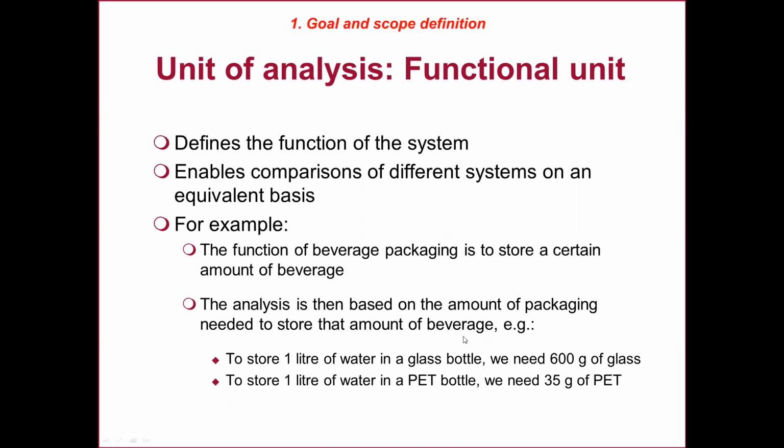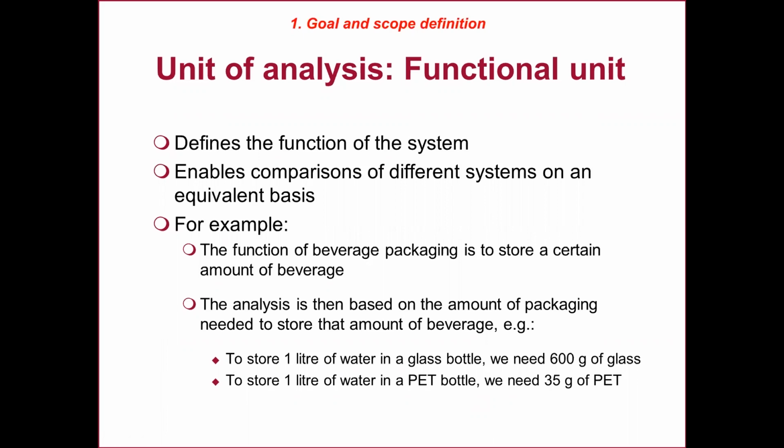I'll give an example regarding packaging. As we know, if we want packaging for say 1 liter of water, in a glass it will require a much higher mass of glass. But if it is PET or any other material, because these are lighter materials, less mass is required. So if we want to compare packaging per kilogram of packaging material, then it's not a useful comparison. In that sense, we can define our functional unit a bit differently. We could say store 1 liter of water, and then calculate the amount of packaging needed for that.